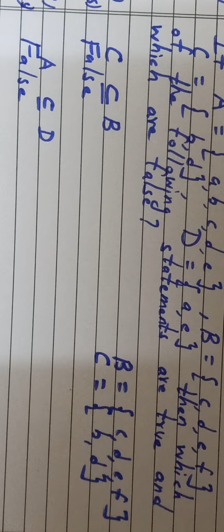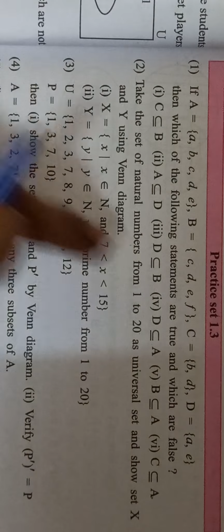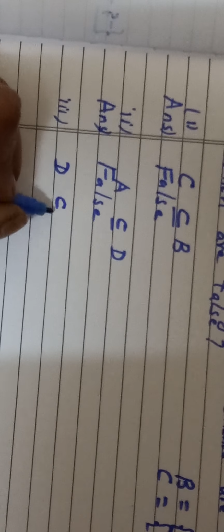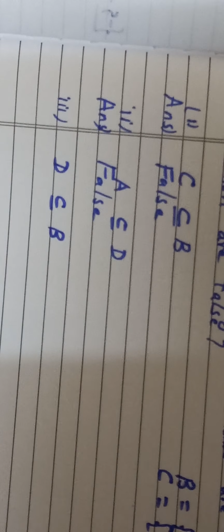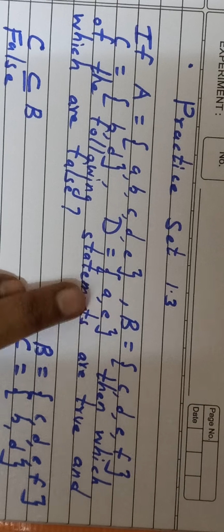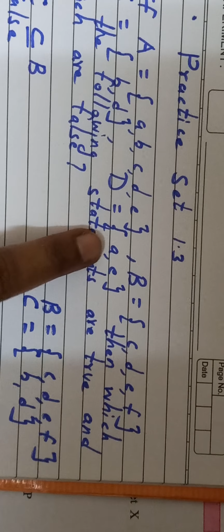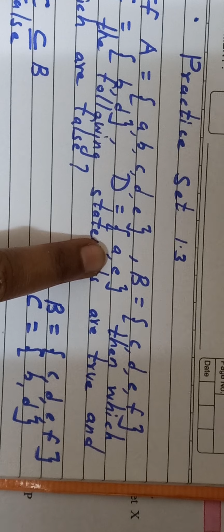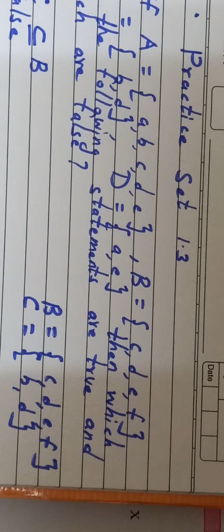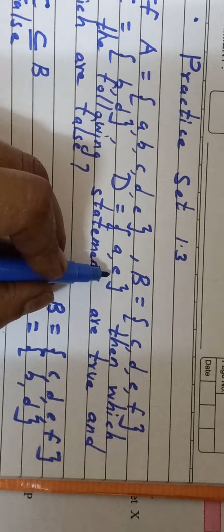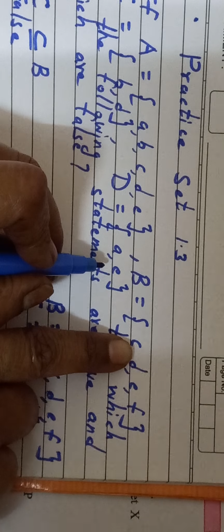Now the third, what they are telling. Third one is D is a subset of B. Now D, what does it contain? A and E. A and E should be present in set B. Now you only check. Every element of set D should be present in set B. Now you tell me, set D contains A and E. A is here, but is A there in set B? No.